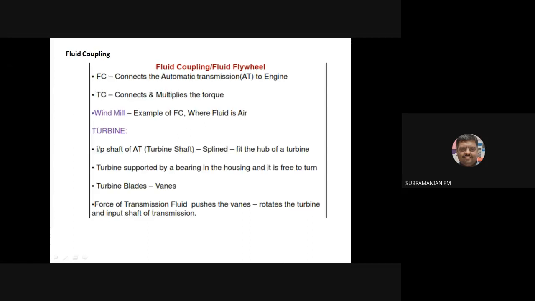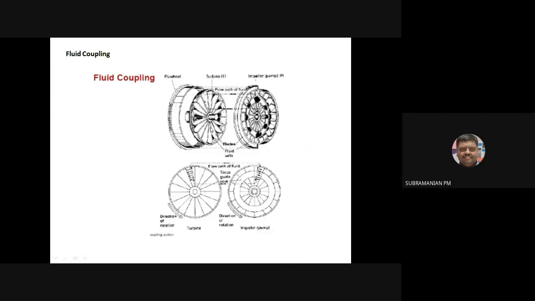So we have discussed this last class, and we will recap what we have seen. You can see on the flywheel side my turbine will be there. It will have a number of blades, which we can call blades or vanes. It will be attached to the center, and we will have an impeller. The impeller is connected to the engine and gets power from the flywheel. So the impeller can be termed a pump also.